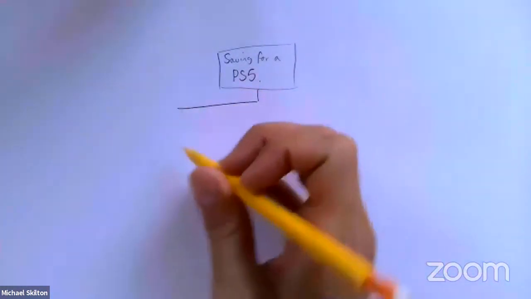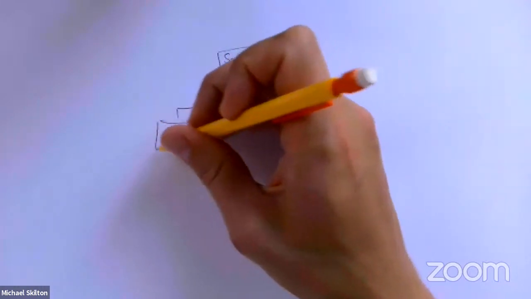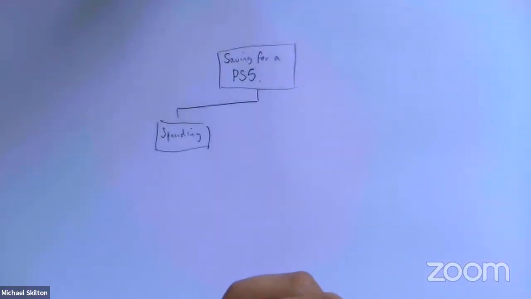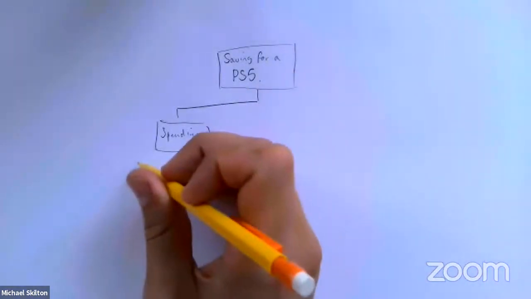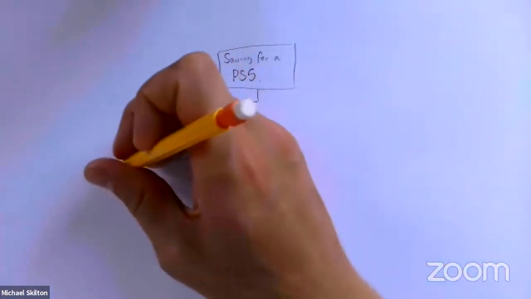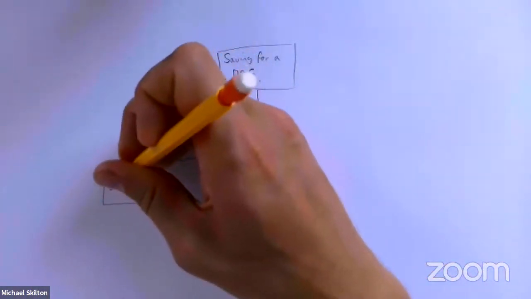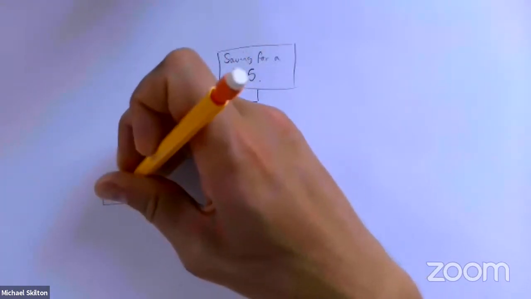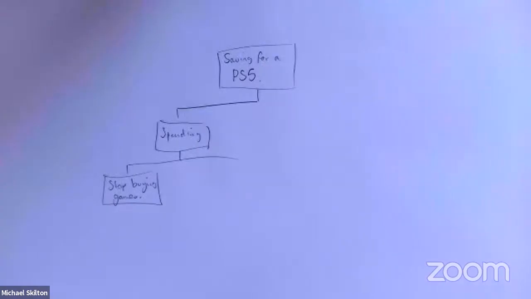So one of the biggest enemies of saving for anything is spending. If you continue to spend, you are going to struggle to save. So what types of things do I spend my money on that I can stop doing? I can stop buying games. On the PlayStation Store, I can stop buying games that look good. I can just simply play the ones I've got for the time being whilst I save money by stopping buying games.